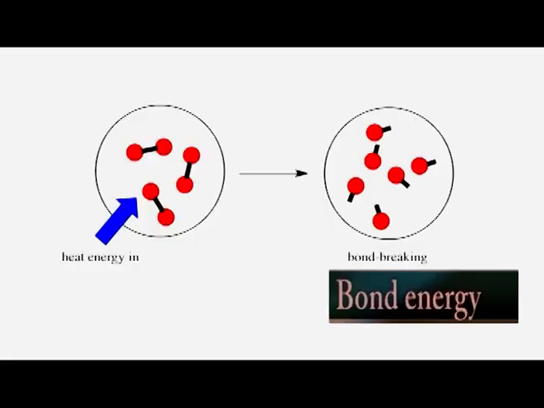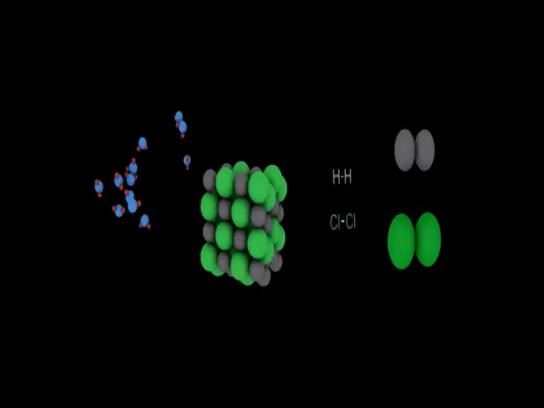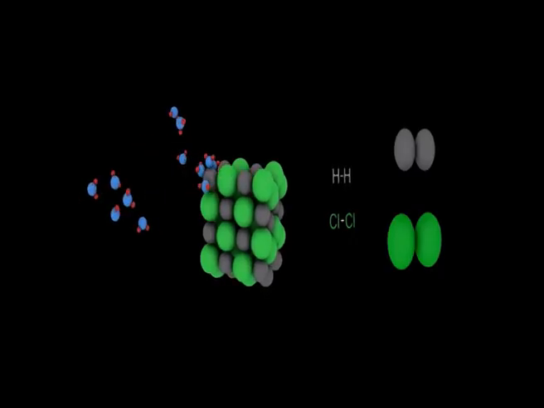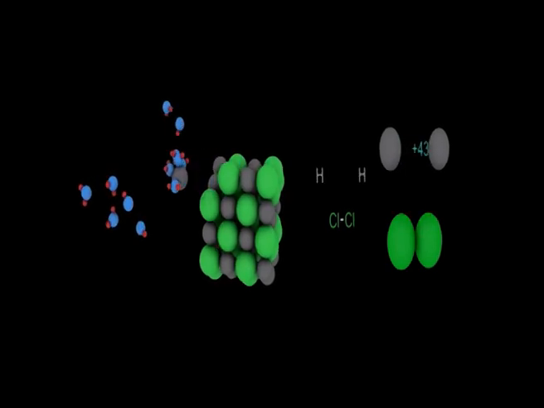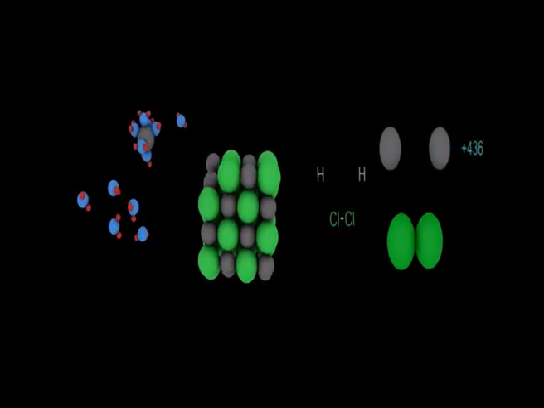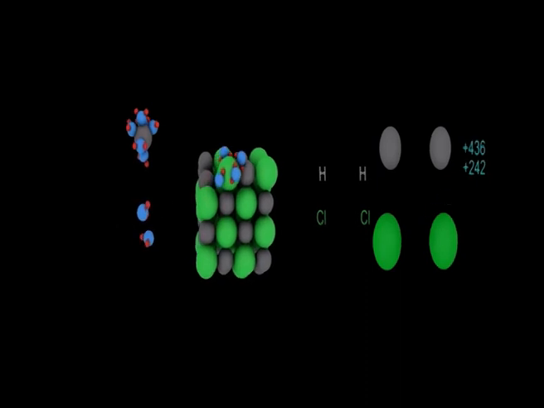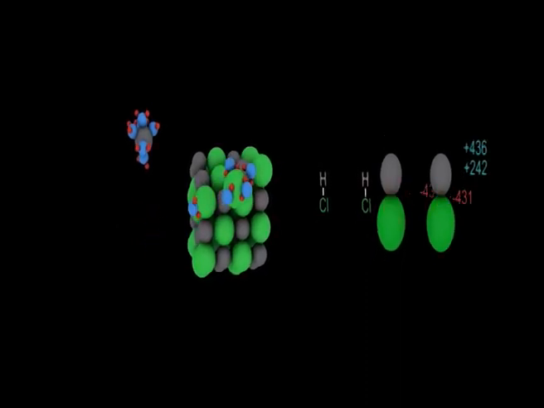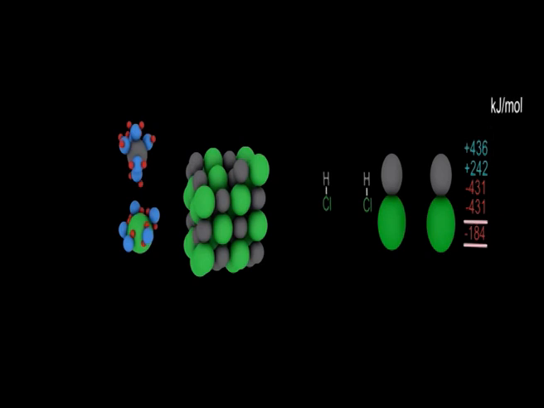Bond energy. Bond energy is the amount of energy released when a bond forms. It is a direct measure of the amount of stability gained when two atoms establish a chemical bond. The amount required to break a bond is exactly equal to the amount released when the bond formed.